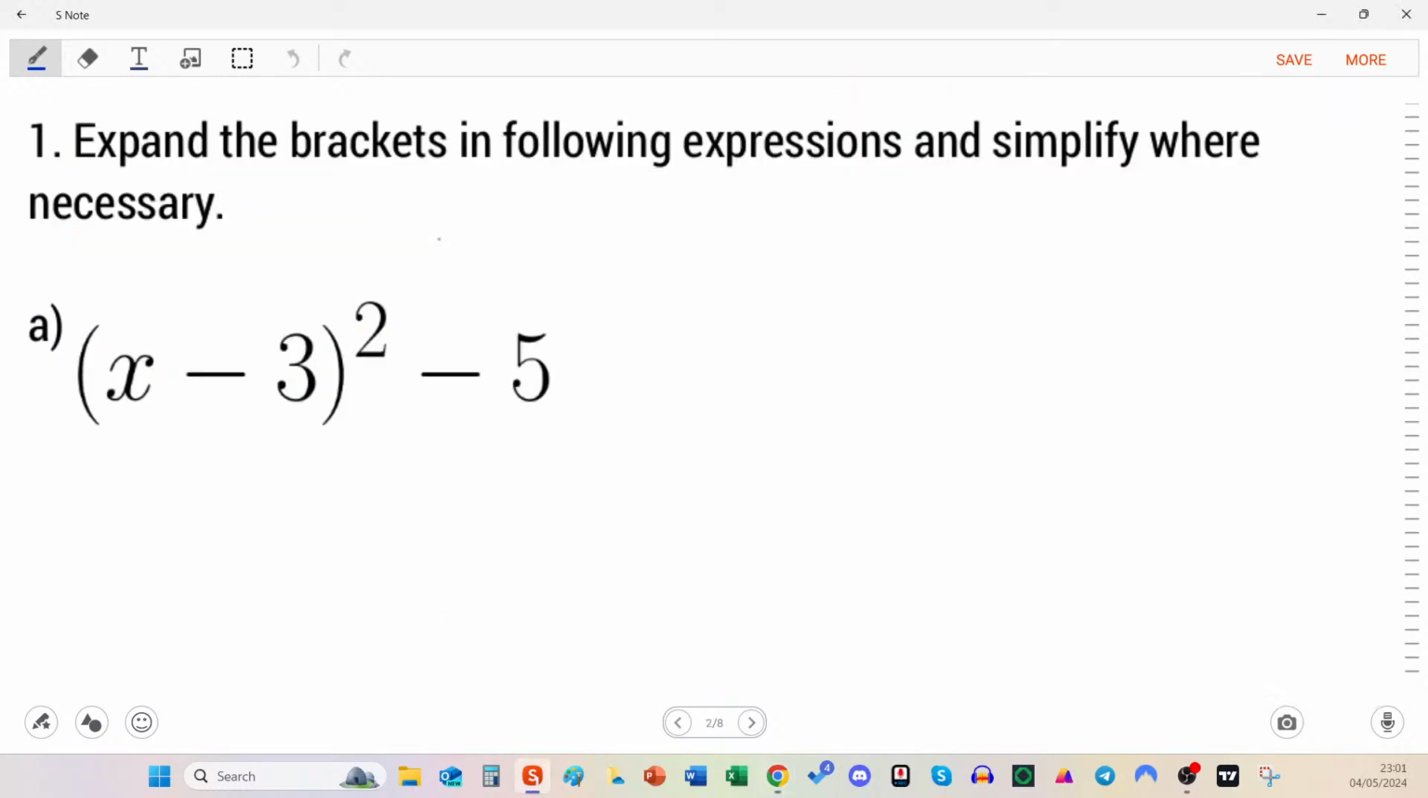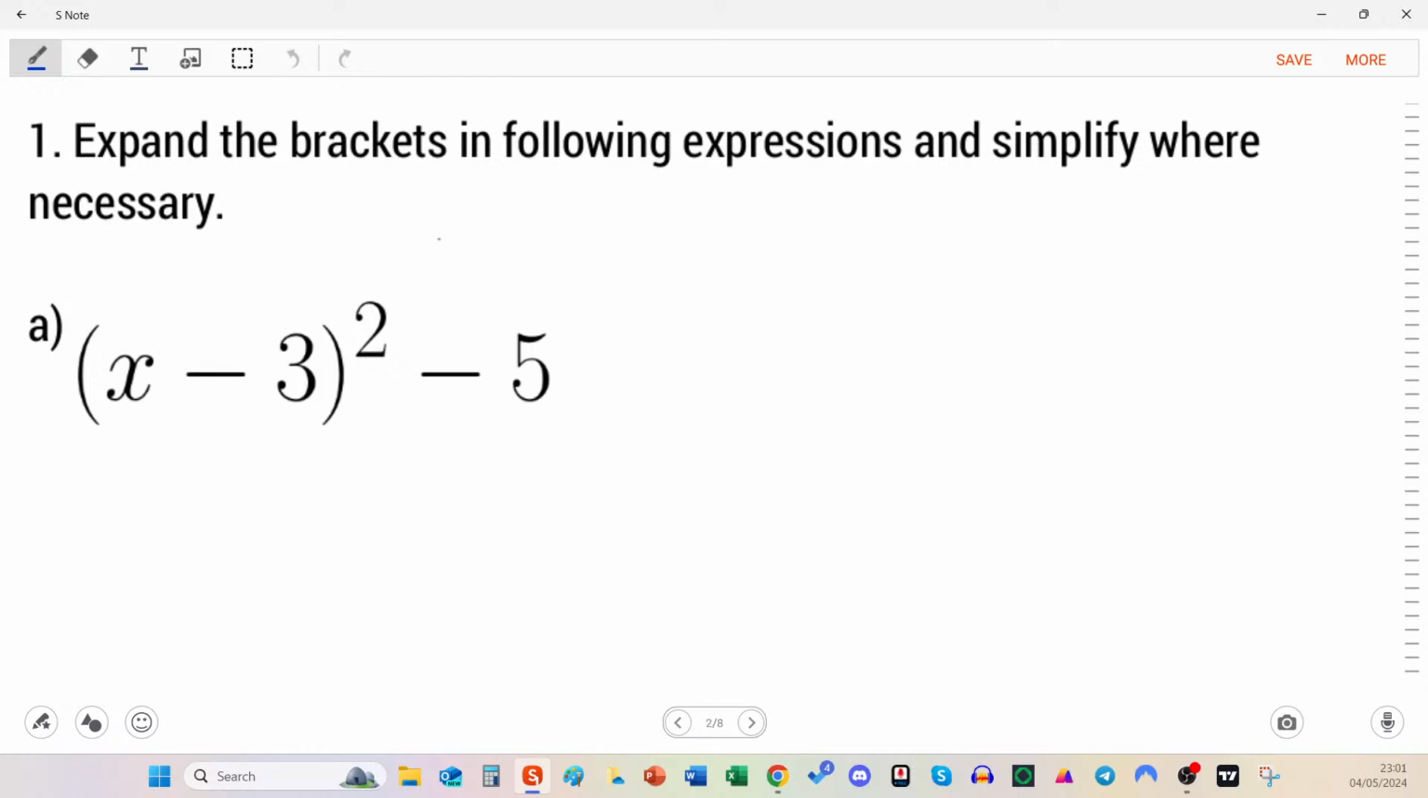Okay, so this is, to begin, just basic skills. Expand the brackets in the following expressions and simplify where necessary.